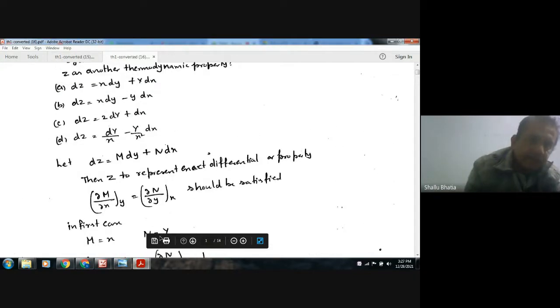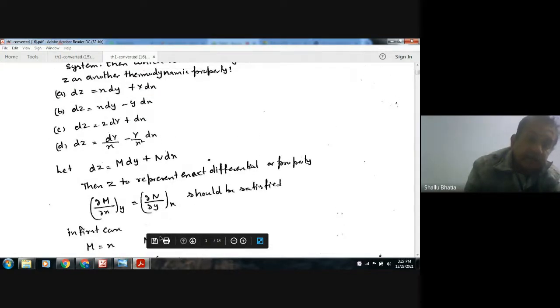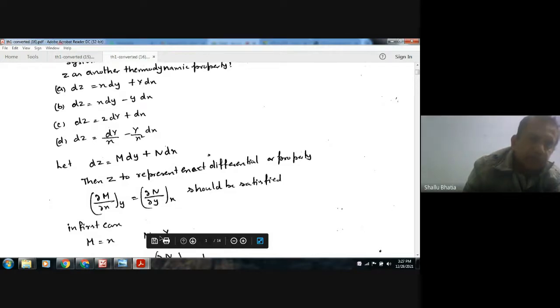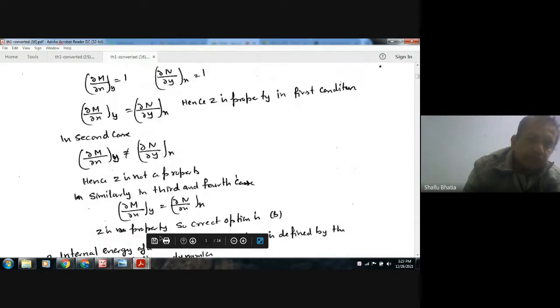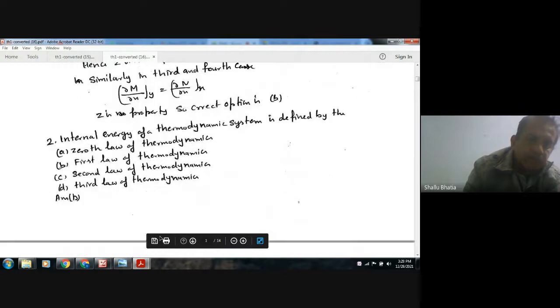In the second case, M is x and N is minus y, so it is not a thermodynamic property, because the partial of x with respect to x is 1 and the partial of minus y with respect to y is minus 1. So it is not a thermodynamic property, so the answer is option B, which is the correct option.